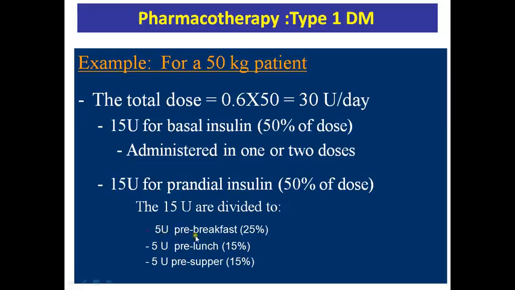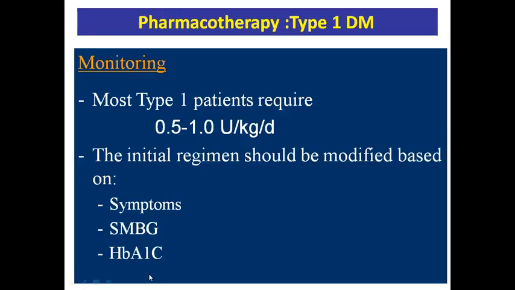So 5 units for pre-breakfast, 5 units for pre-lunch, and 5 units for pre-supper. This is wrong, this is the old regimen, so you do not follow the 25%, it's 15-15, it has to be equivalent. It will be equivalent. So 5 units in the pre-breakfast, 5 units pre-lunch, and 5 units pre-supper.